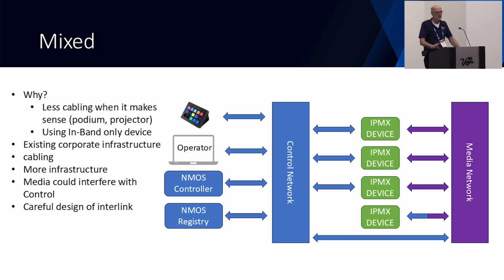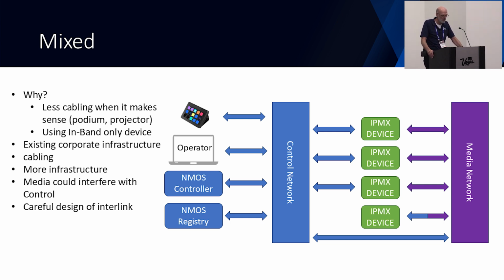This podium, if I had an encoder here, maybe I want to run a single network cable just to avoid having lots of cable to run. After all, we're trying to use video over IP to avoid using lots of cabling. But maybe the device itself only supports in-band. So that might be another reason why we needed to do this.